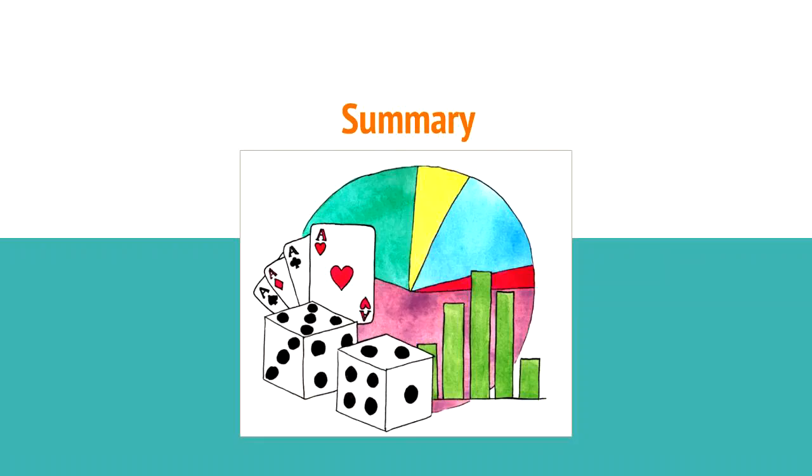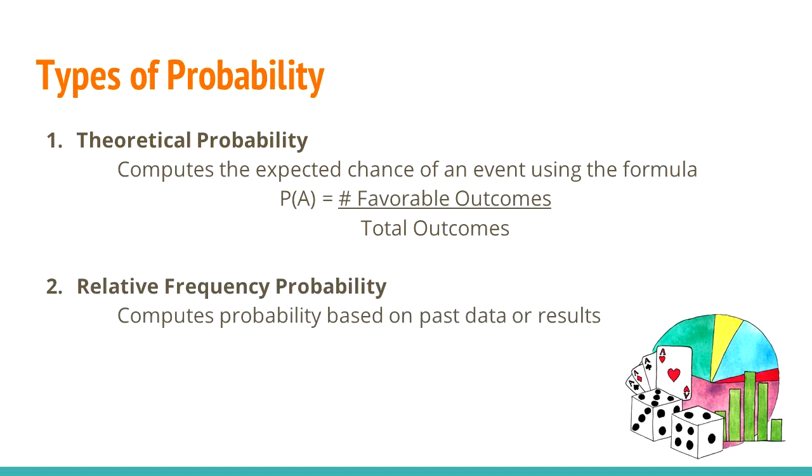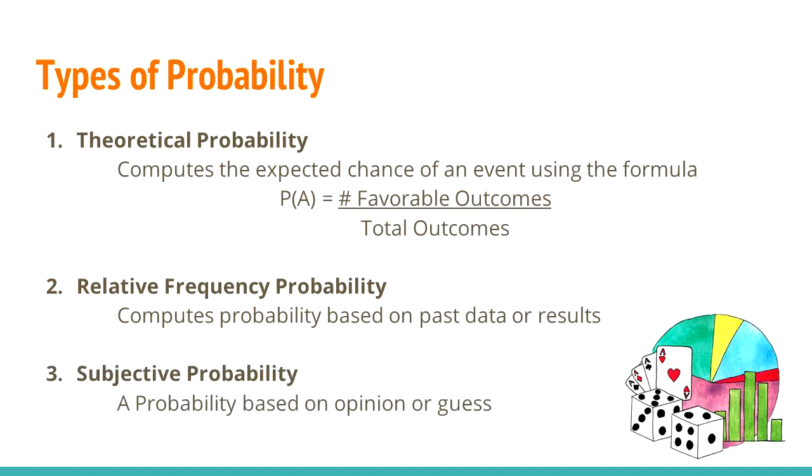Let's take a look at all 3 of these types of probabilities together. First, we have the theoretical probability, where we were counting the number of favorable outcomes and dividing those by the total number of outcomes. This computes the expected chance of an event happening. For the relative frequency probability, we compute the probability based on data or results. Results could be from an experiment or a survey. And then finally, subjective probability is a probability based on an opinion or a guess.